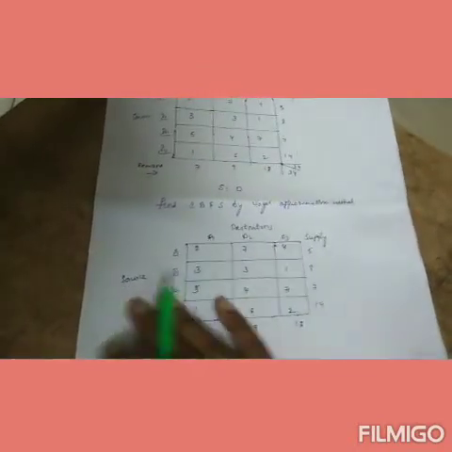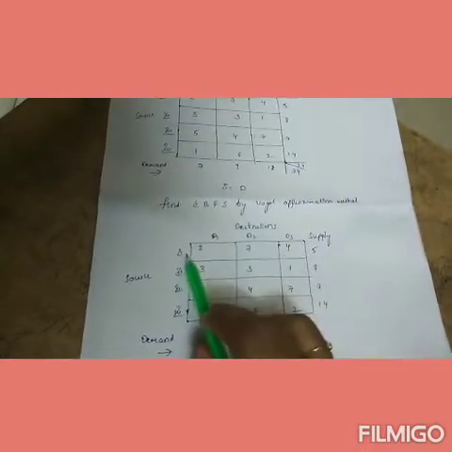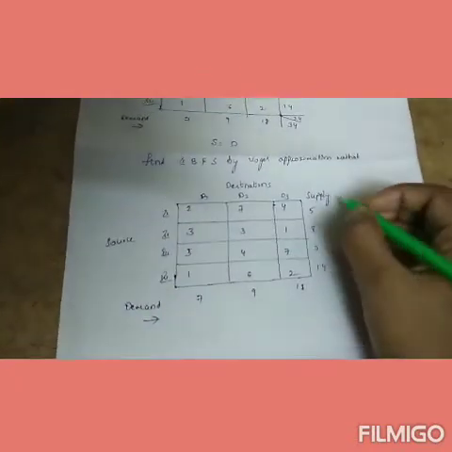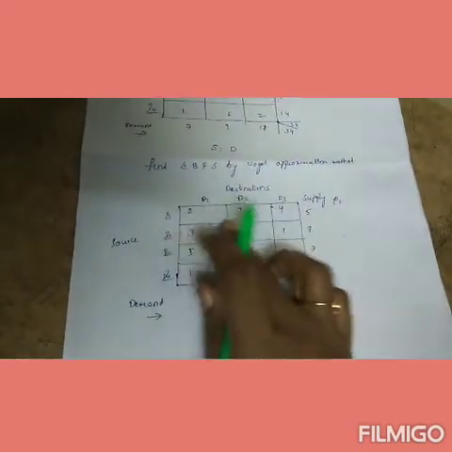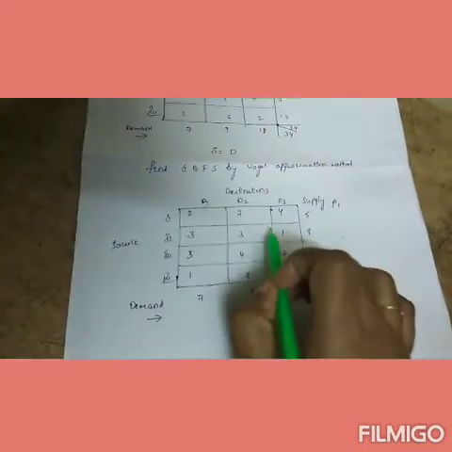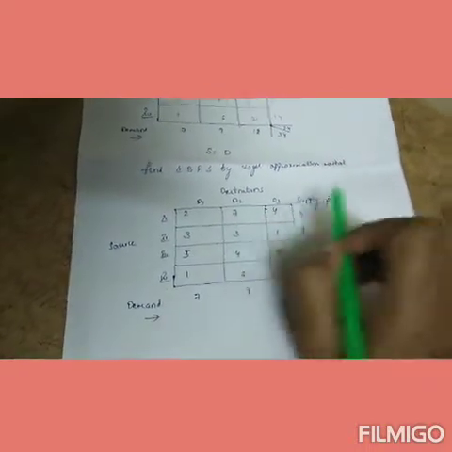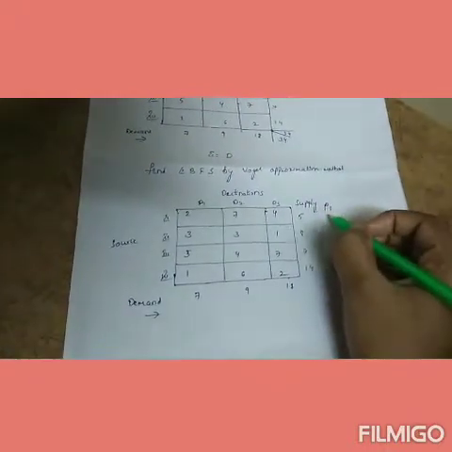So here is the problem. These are the destinations D1, D2, D3, and sources 1, 2, 3, 4, and demand and supply are there. Now we know that first we will start with penalty 1. So what is penalty 1? First minimum and second minimum. Here the first minimum is 2, the second minimum is 4. So subtract the first minimum from the second minimum: 4 minus 2 is 2.